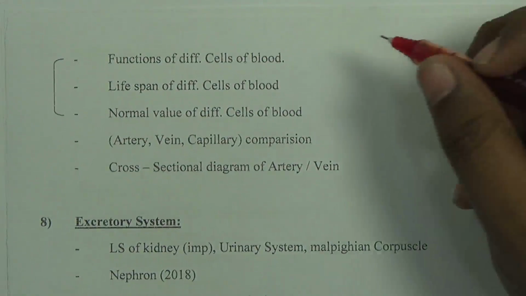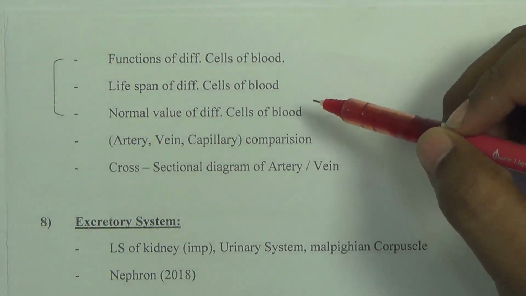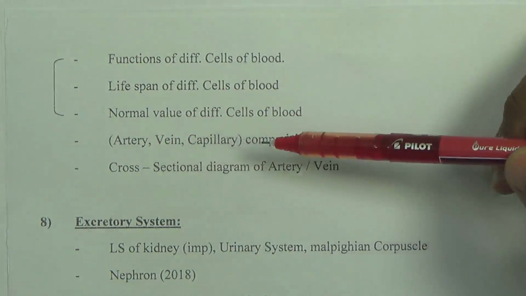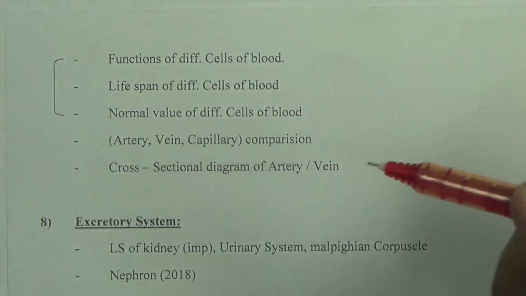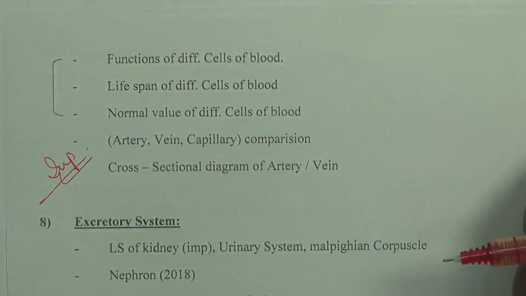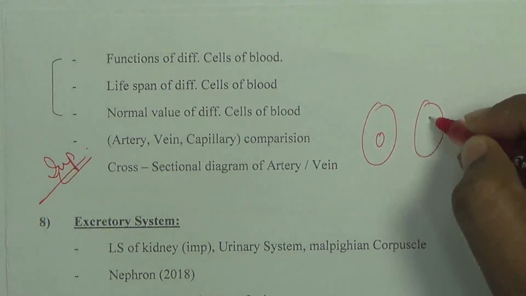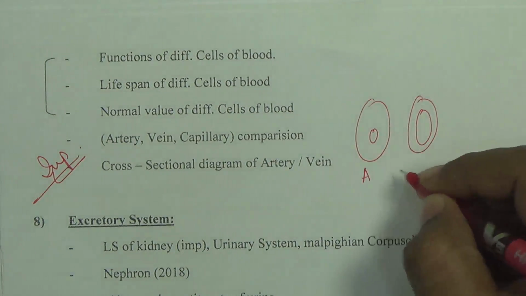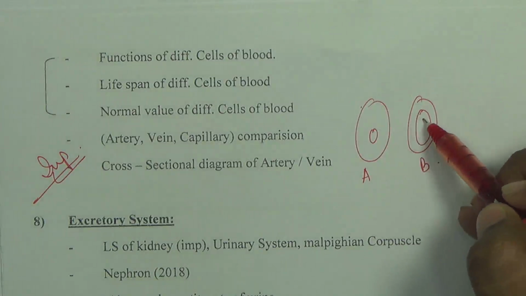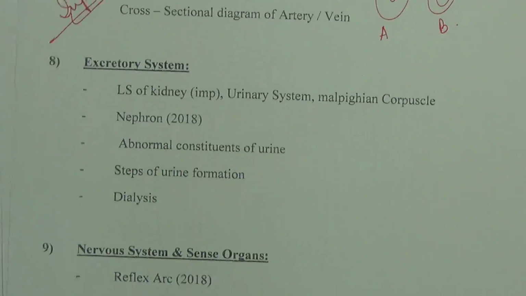Next, we continue circulatory system. They can also give you functions of the different cells of blood, RBC, WBC, platelets, lifespan and their normal value, right? They might ask you differences between artery, veins and capillary. Next, a very favorite question, very important question, they might give you a cross-sectional view of the artery and the vein. They might tell you which is A and which is B. So you have to identify which one is the artery and which one is the vein, and then few questions will be asked from there like usually they do.